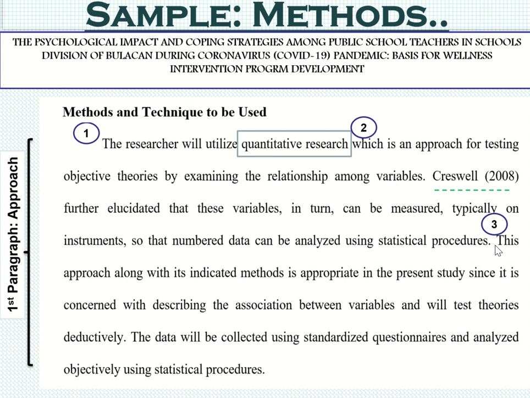And then lastly, yung naka number 3 here, this is the justification on how the chosen approach fits with the current study. So sabi dito, this approach along with its indicated methods is appropriate in the present study since it is concerned with describing the association between variables and will test theories deductively. The data will be collected using standardized questionnaires and analyzed objectively using statistical procedures. So, ayan, yung tatlong guidelines na binigay ko of what to write for your paragraph 1, which is about approach, nandito siya lahat. Okay, so that's for the first paragraph.